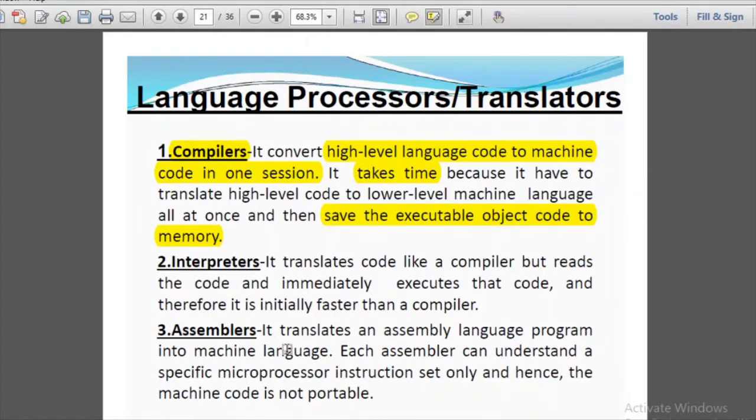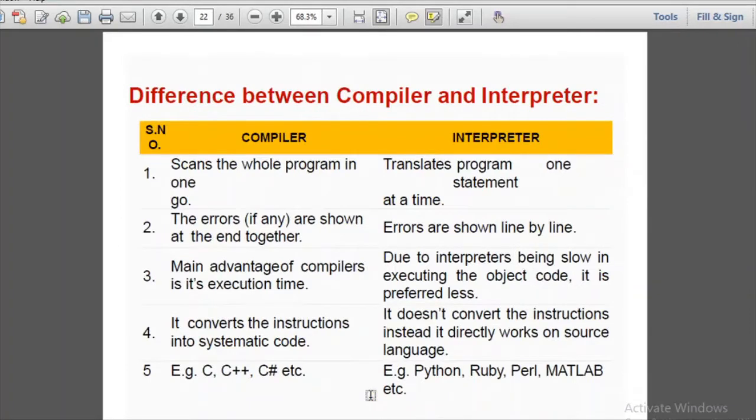Next comes the assembler. It translates an assembly language program into machine code. So when I am using assembly language, assemblers are used to convert it into machine language. Each assembler can understand a specific microprocessor instruction set only, and hence the machine code is not portable. As I told you earlier, assembly language written for one machine can be run on that particular machine only.